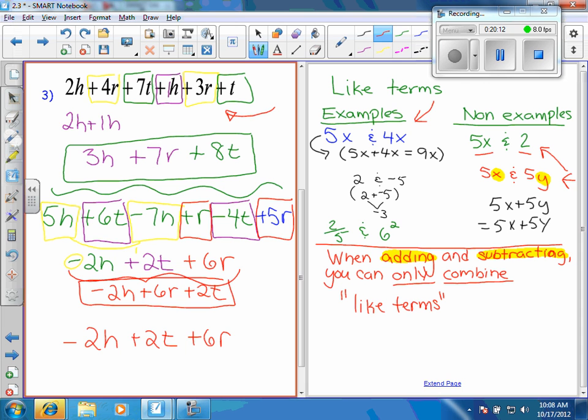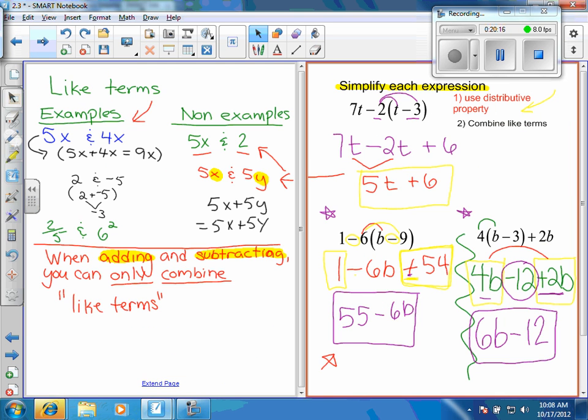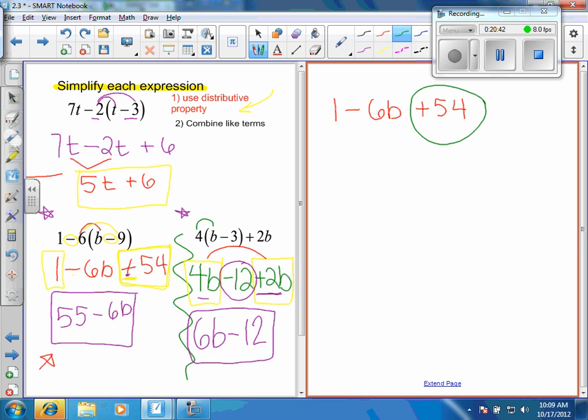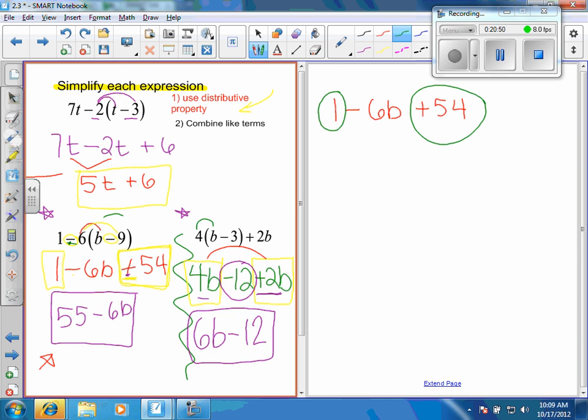Adam? On the first one, I don't understand where you added 1 and 50. Because they're like terms. They're both numbers. Oh, there's the minus. Yeah. So I'm just going to make a new page. The question is 1 minus 6 times b plus 54. What I'm saying is you take the operation in front of the number. Where'd you get the plus though? Oh, because over here, this is a negative times a negative. A negative times a negative makes a positive. So that becomes a plus 54. So we are going to add to get 55, and then we have a take away 6b.